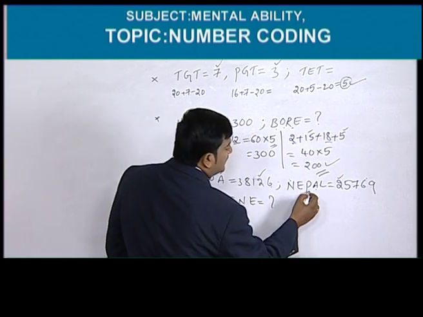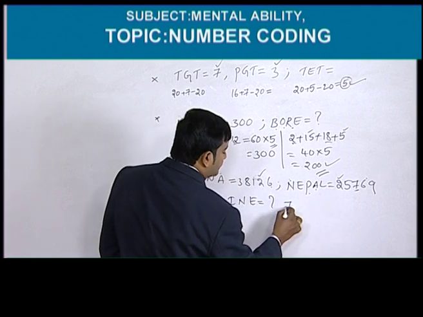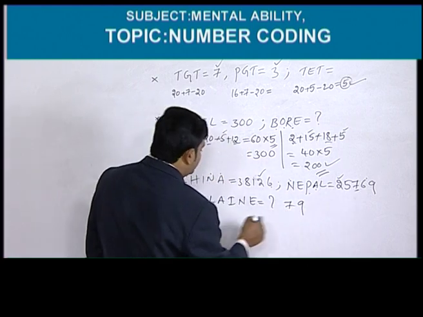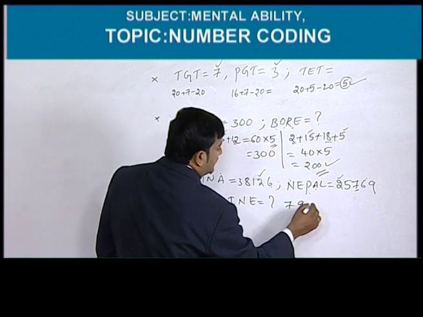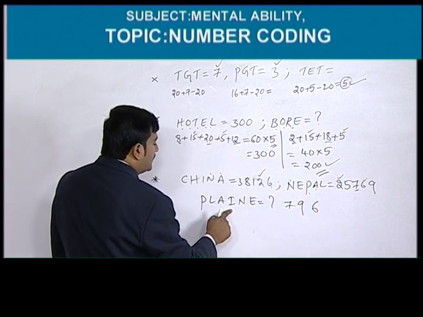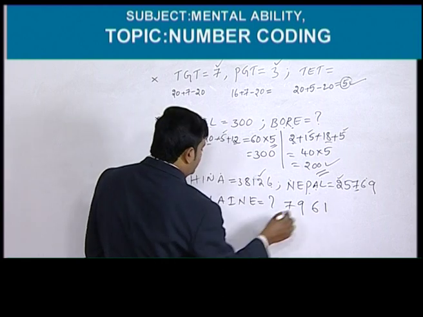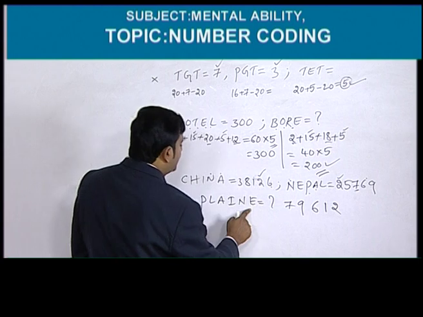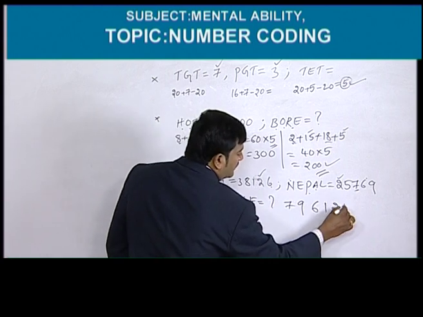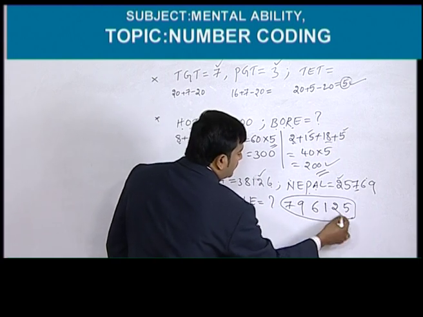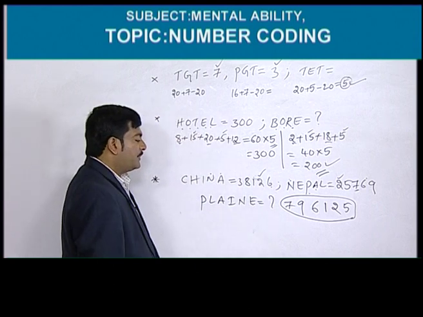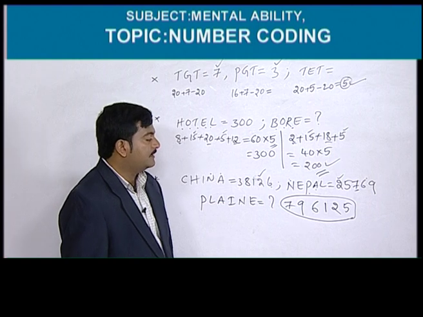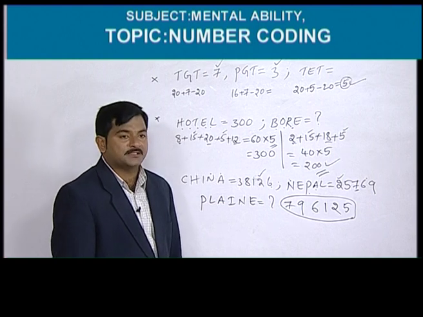Usually P means how much here? 7. L means how much? 9. Similarly, A means how much? 6. And I means how much? 1. N means how much? 2. And finally E means how much? 5. Hence the code for the given word PLAINE is 796125. Hence this is the answer.